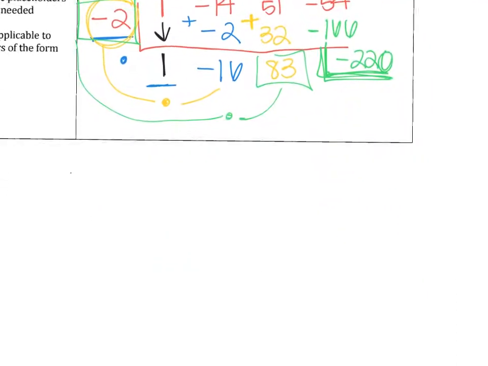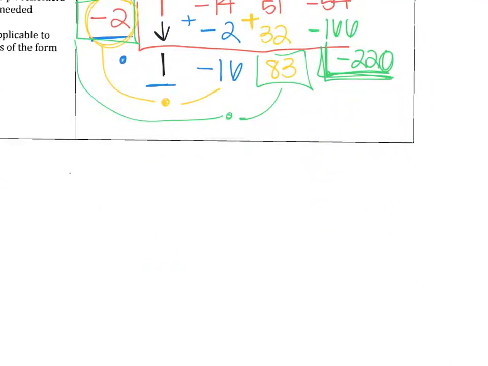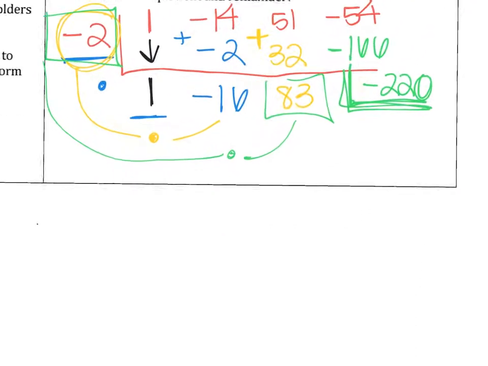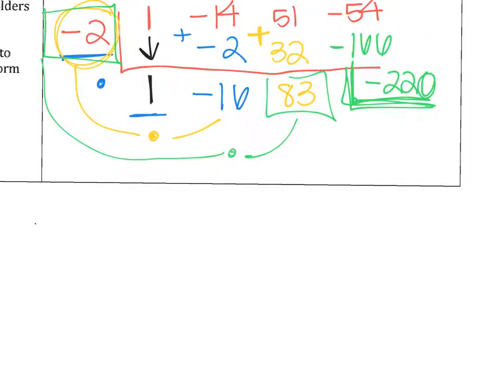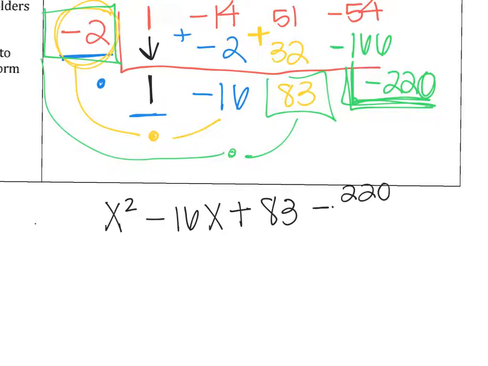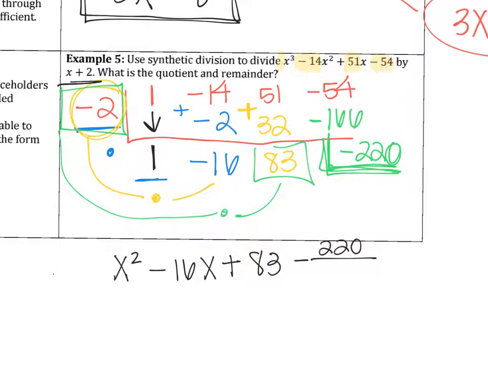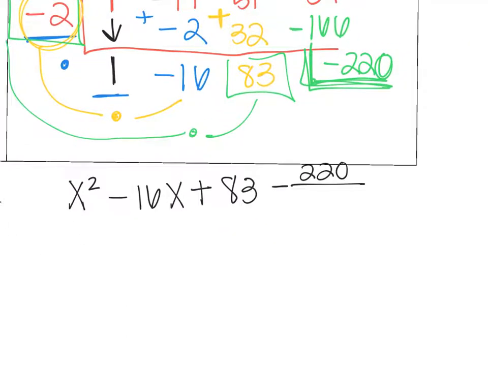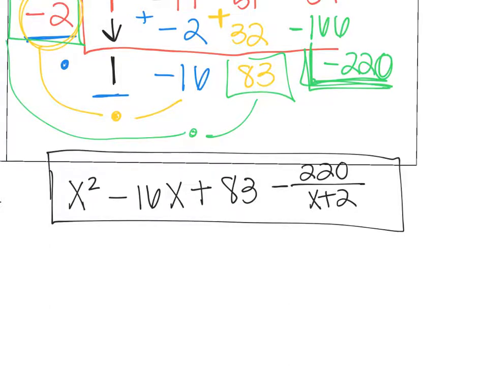So now when I go to write it out, I've got this 1. And remember, we started with x to the third power. So now for our answer, we're going to start with x to the second power. You're doing 1 less. So I'm going to start with 1x squared. And I'm just going to say x squared if that's okay. Minus 16x plus 83. And then we have this minus 220. Remember, we always have to put it over this, what we're dividing by, x plus 2. And that is your answer.